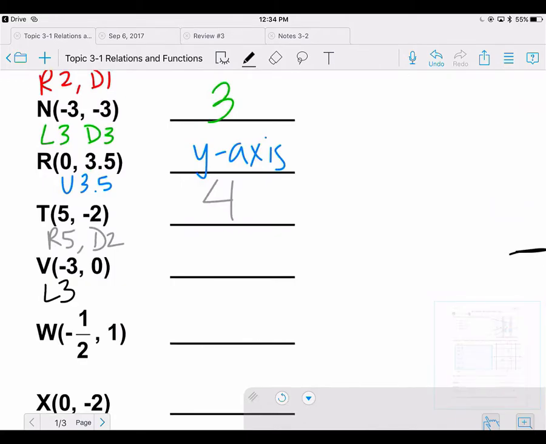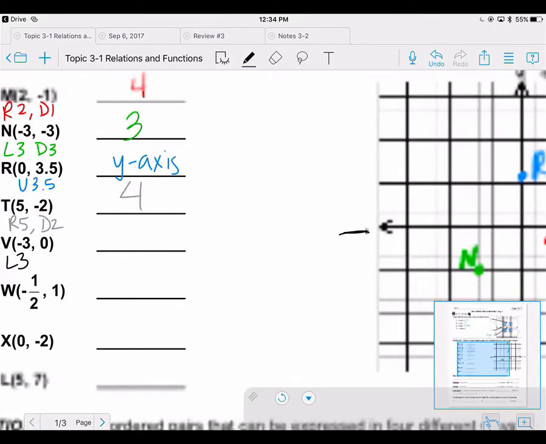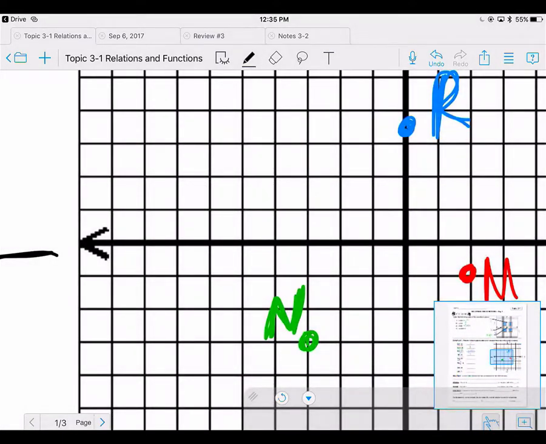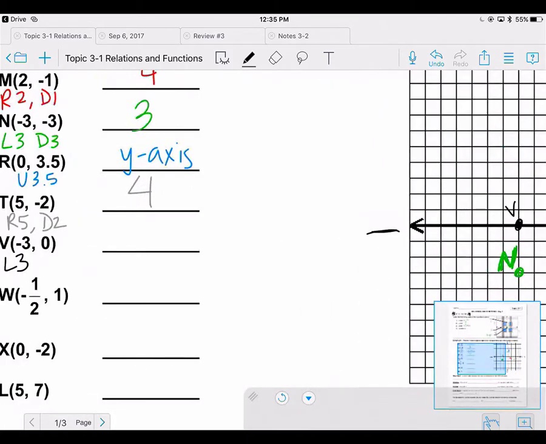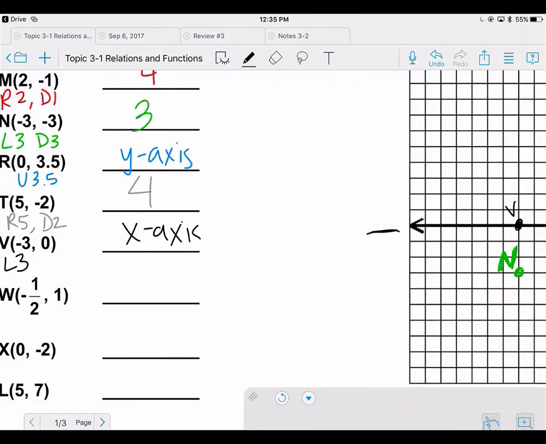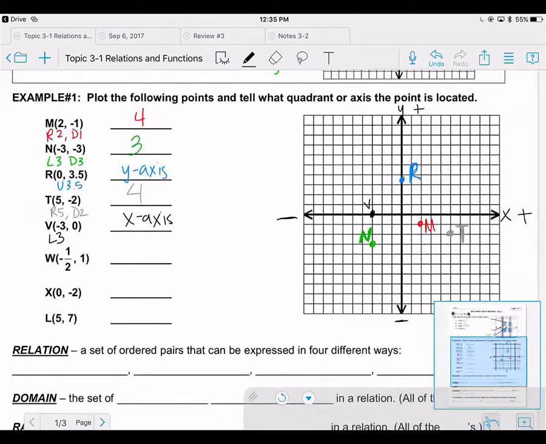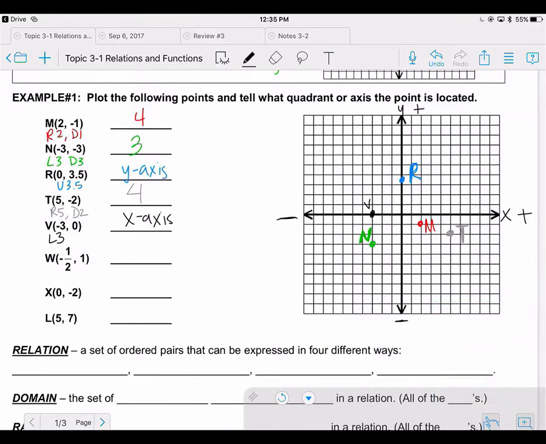B asks us to go to the left 3, and then the 0 means we're not going to go anywhere up or down. So we go left 3, which would put us on the x-axis. Again, if you need to see it, it's on the bold line that is going left to right, which is your x-axis.